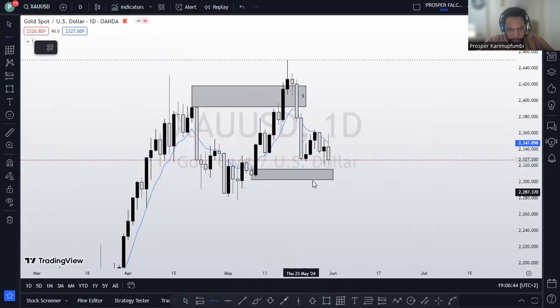But looking at our setup, I was actually expecting gold to come to this level. I was expecting gold to come to this level for our overall sell movement from around this point, right?